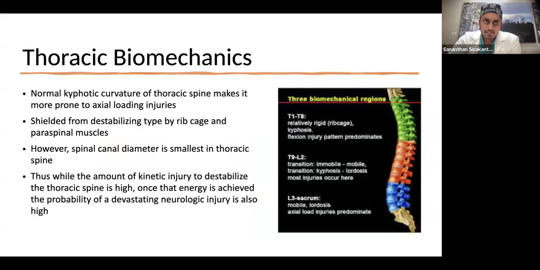In terms of biomechanics, the normal curvature of the thoracic spine makes it pretty prone to axial loading injuries. But again, it is shielded from destabilizing injuries by the rib cage and the paraspinal muscles. Having said that, the spinal canal diameter is smallest in the thoracic spine. So while there's a lot of kinetic energy required to destabilize, once that energy is achieved, it's a relatively high probability of a devastating neurologic injury.